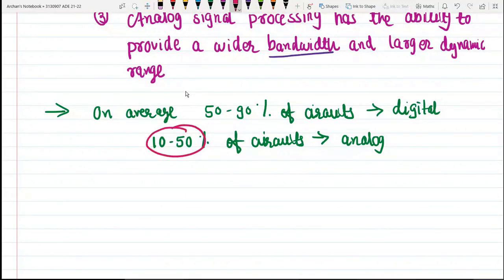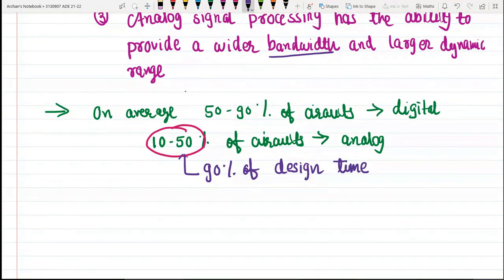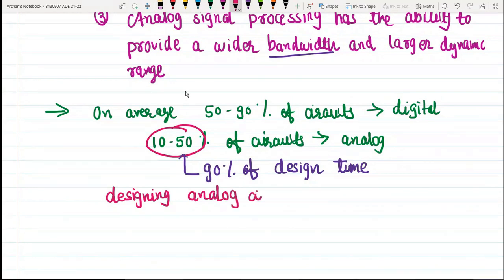Okay, but whenever we are going to design these 10 to 50% circuits, it will take 90% of design time. Okay, so you should understand that designing analog circuits is much more challenging.